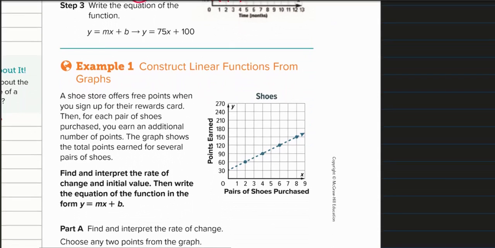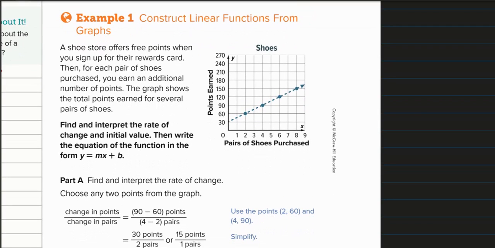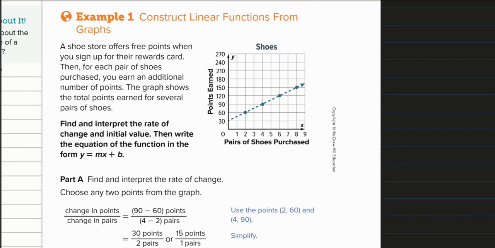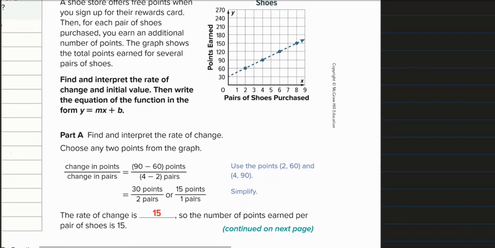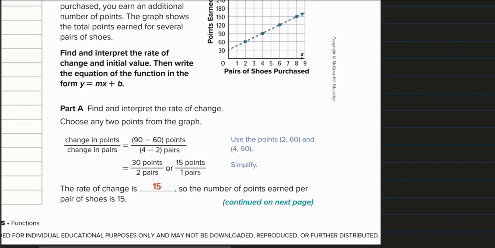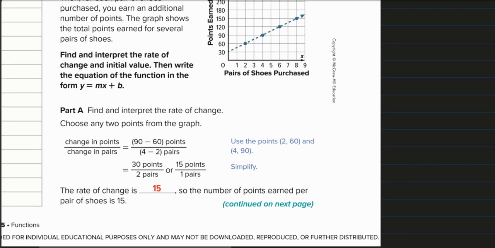Now let's look at our first example. A shoe store offers free points when you sign up for the rewards card. Then for each pair of shoes purchased, you earn an additional number of points. The graph shows the total points earned for several pairs of shoes. Find and interpret the rate of change and initial value. Then write the equation of the function in the form y equals mx plus b. Find and interpret the rate of change. Choose any 2 points from the graph.